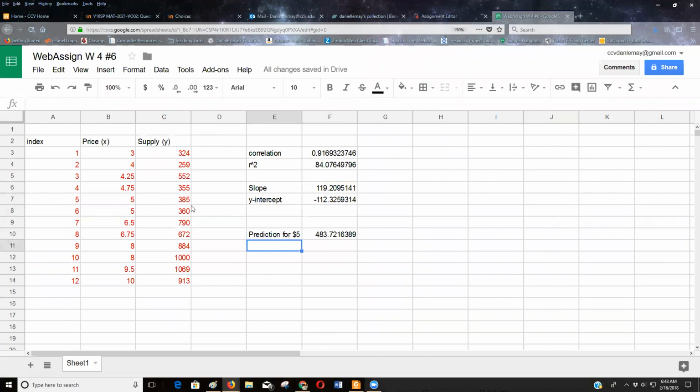Notice it's a little off from what the actual data is. That gets into residuals, which isn't what this problem is asking us about, so I won't get into that. But that's how you use a spreadsheet to do this. You don't need a graphing calculator. And there are applets that'll do this too if you want to explore those. Anyways, I'll stop this video.